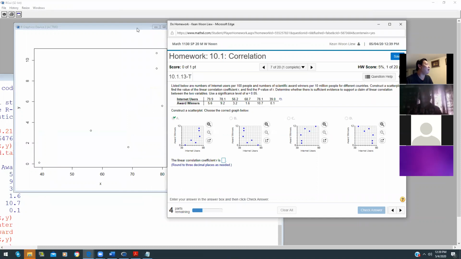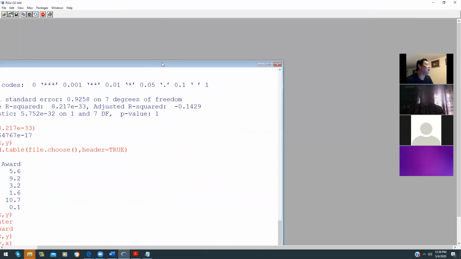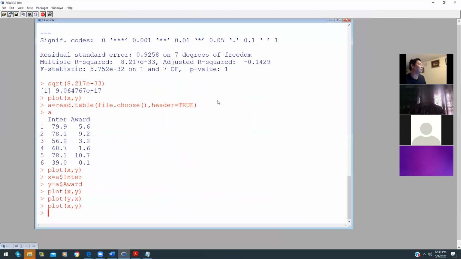Now you need to find R here, the correlation coefficient R. So in order for us to find R in this case, you have to do summary lm(Y~X).